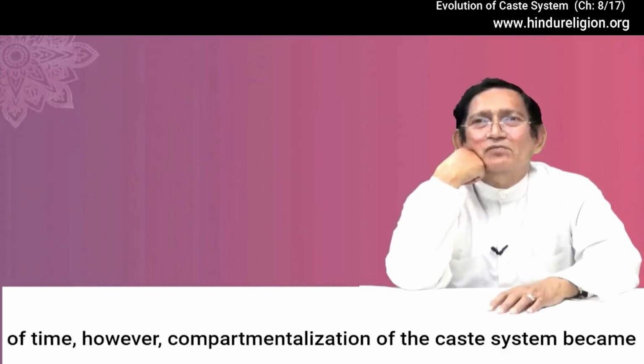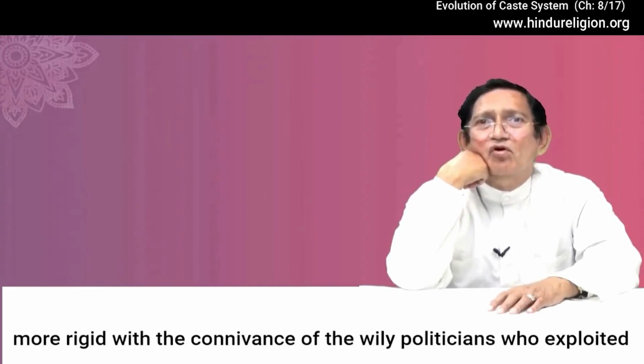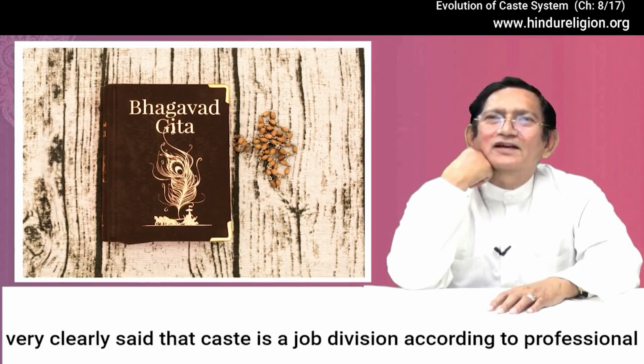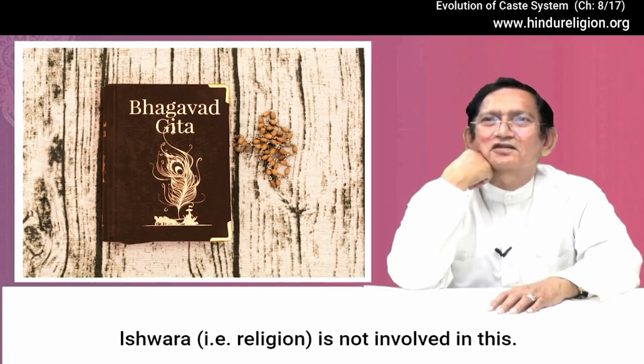In course of time, however, compartmentalization of the caste system became more rigid with the connivance of wily politicians who exploited the masses. The scripture of Gita is against the caste system and very clearly says that caste is a job division according to professional qualities and is the division of labor established by people like us. Ishvara, that is religion, is not involved in this.